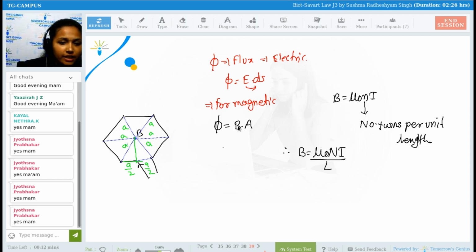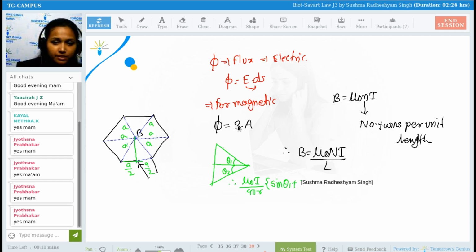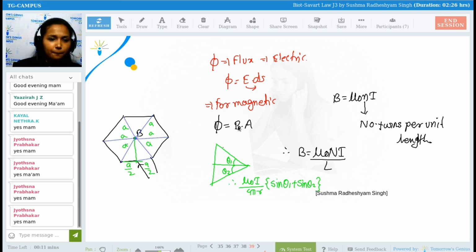So according to this, if you remember, I said if we have any line and we have two angles, one here, let's say theta 1, and another one here, let's say theta 2, we use a formula mu naught I over 4 pi r times sine theta 1 plus sine theta 2, right? Am I right?